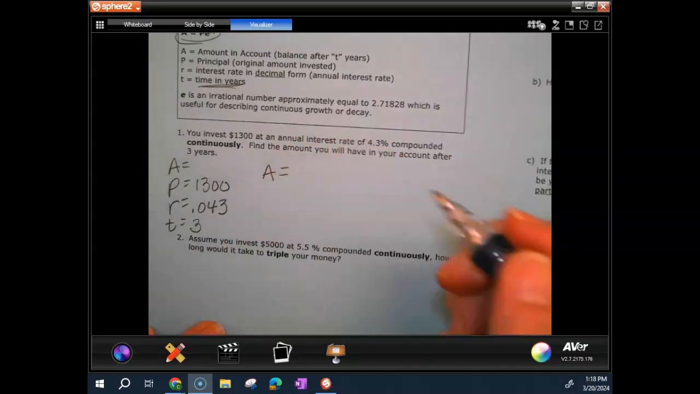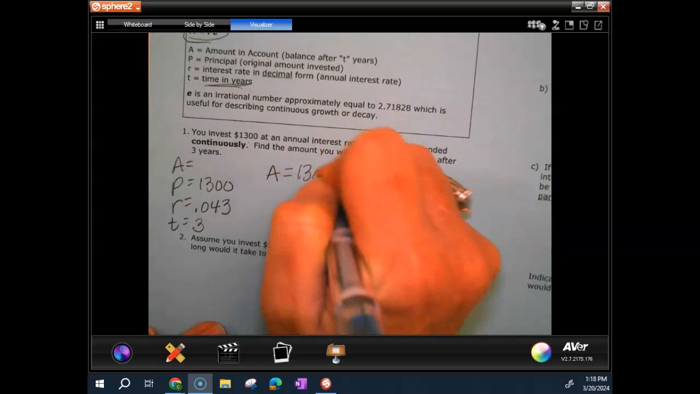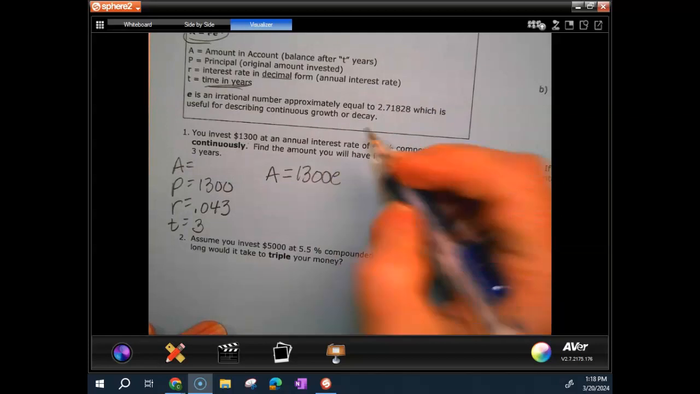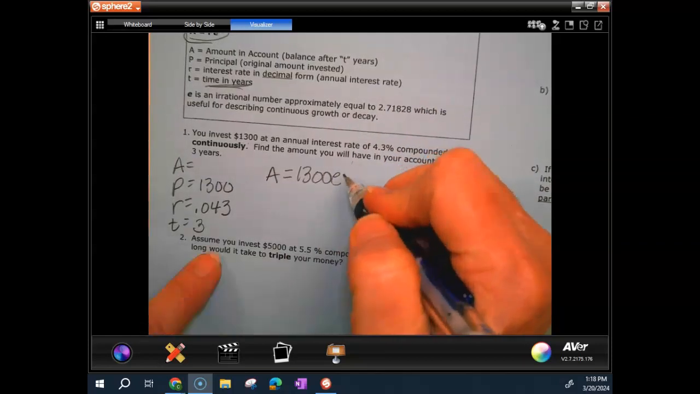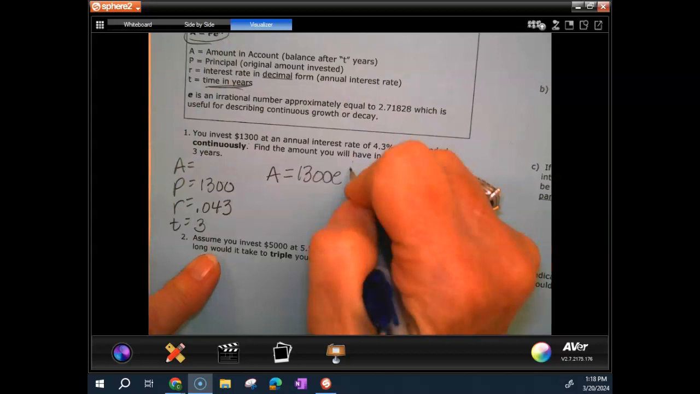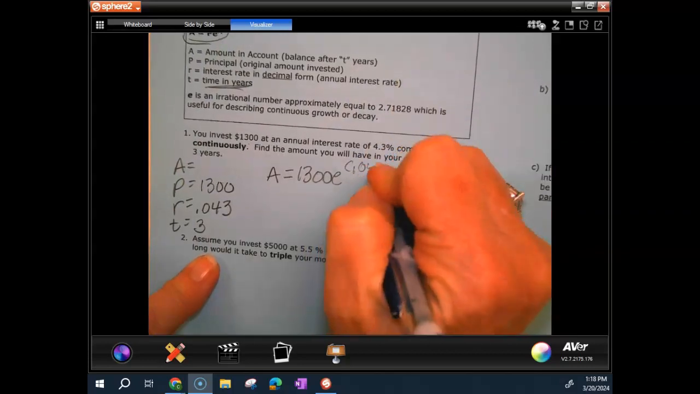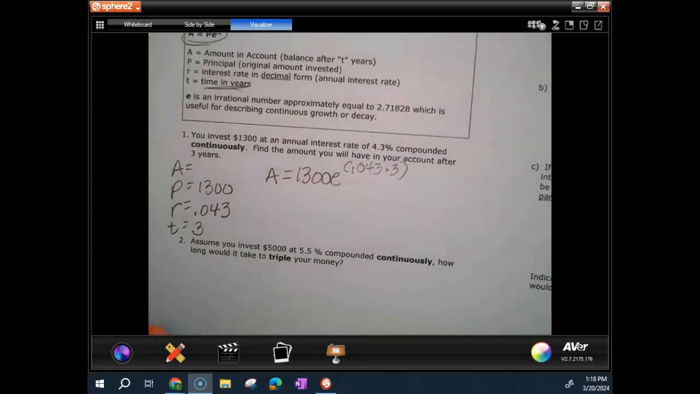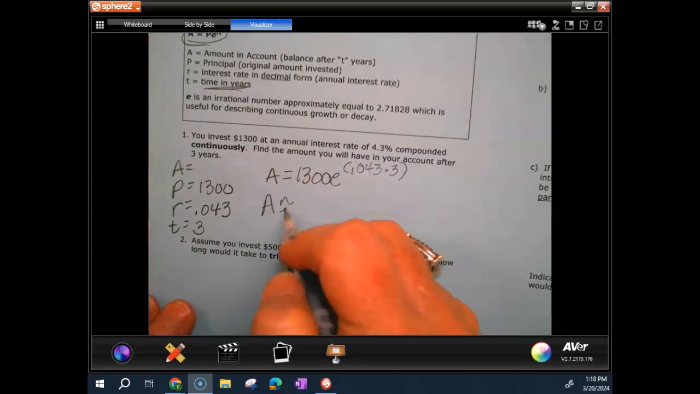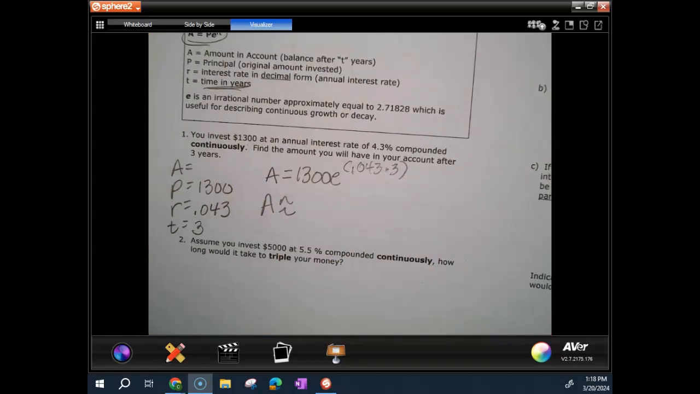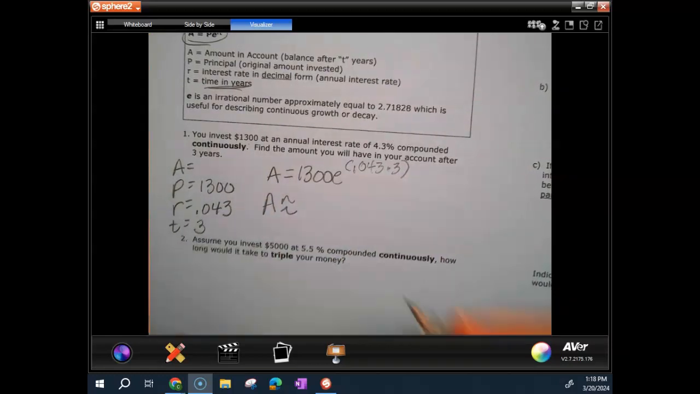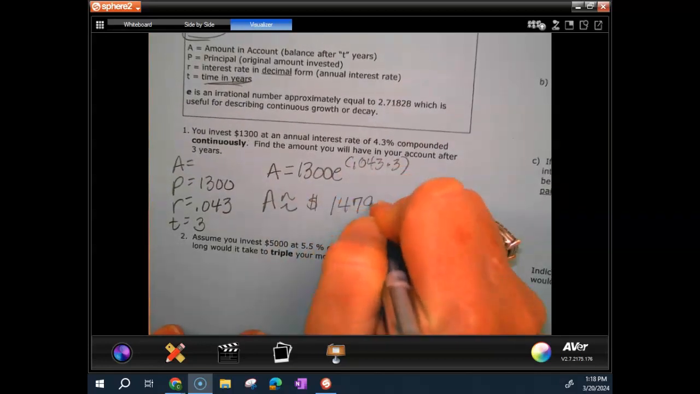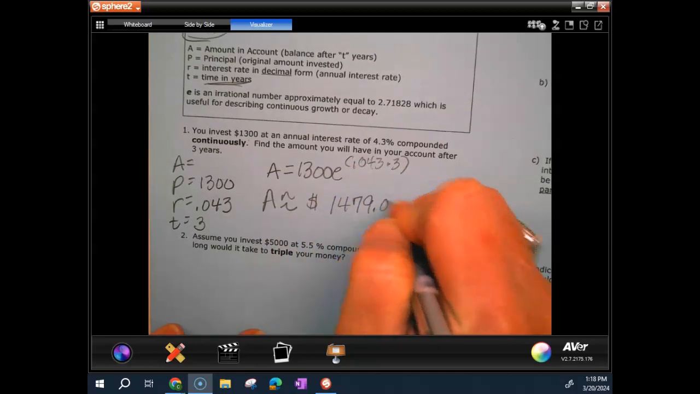So I'm going to get A equals 1,300 E to the... it's R times T, right? So I'm going to take 0.043 times 3. And if you did this, you would come up with $1,479, and it was 99 cents, so we rounded up.